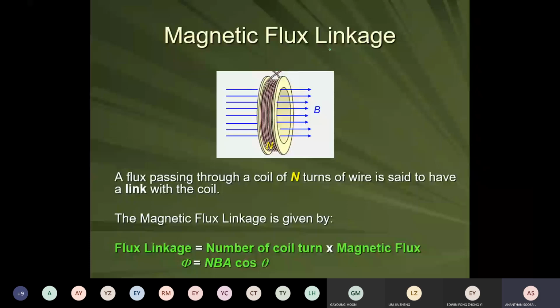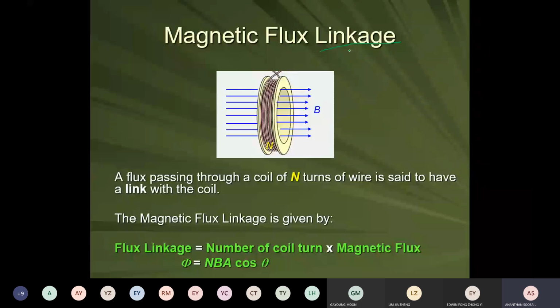So, flux passing through an N-turn coil. Let's say now you have N turns, and the magnetic field strength is horizontal. What is the flux? How much flux passes through this coil? We call it magnetic flux linkage.